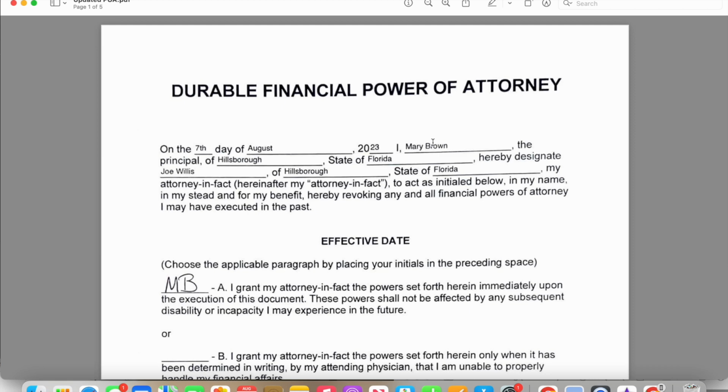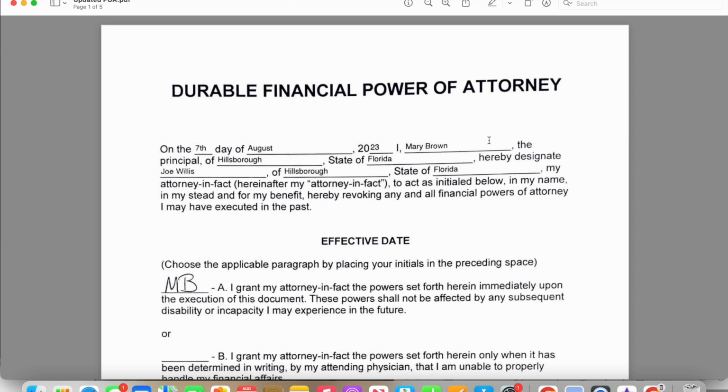So once again, right here, this is going to be the principal's name. Now, this is the person that's giving their power to someone else. So they're giving the authority for someone else to speak on their behalf. And that's if they are able to speak or if they are not able to speak.